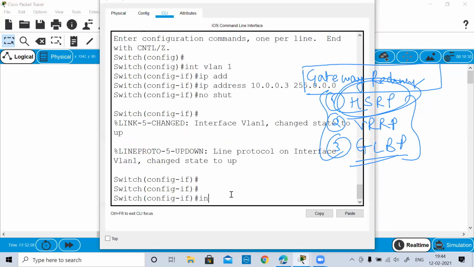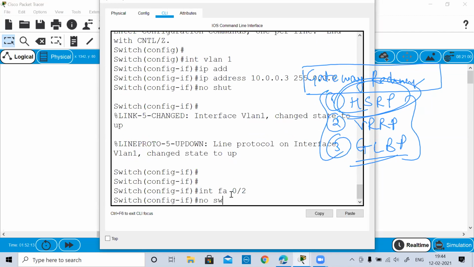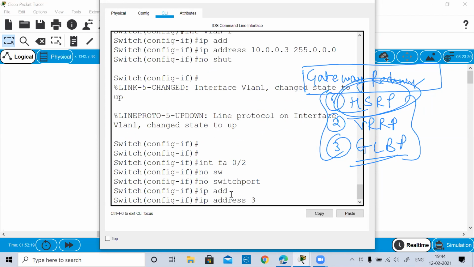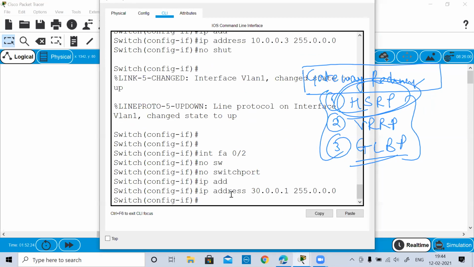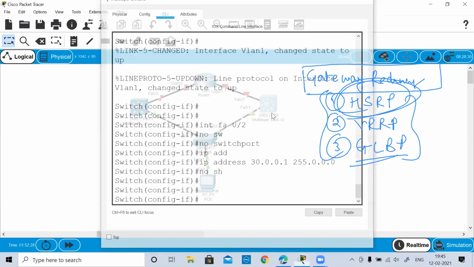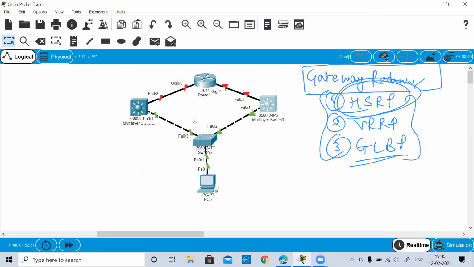Okay, so let me go to the FastEthernet 0/2, no switchport, and give it an IP address of 30.0.0.1 followed by 255.0.0.0 and no shut. Okay, so I've just gone to the VLAN interfaces and given them the VLAN IP. Okay, 10 dot, this was .2 and this is .3.